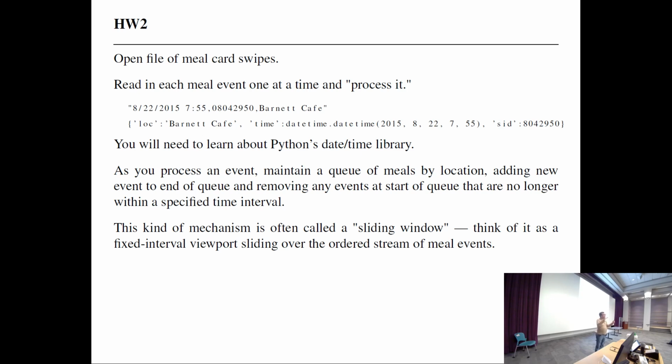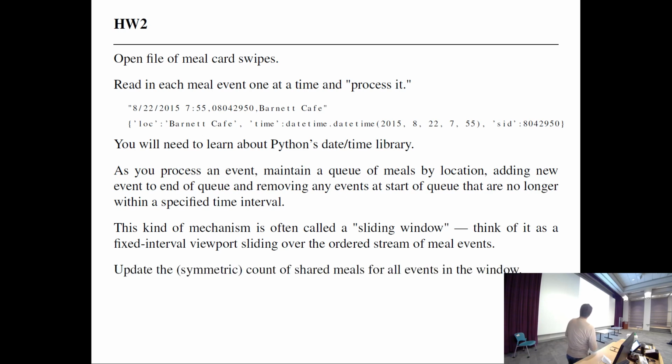So I'm trying to give you the big picture here because then we'll look at the template file and I'll explain a little bit more of how to go about it. All right. Whenever I add a meal, so let's say I read this in, I add it to the sliding window for the Barnett Cafe. Whenever that happens, I have to update the count of meals that people take together.